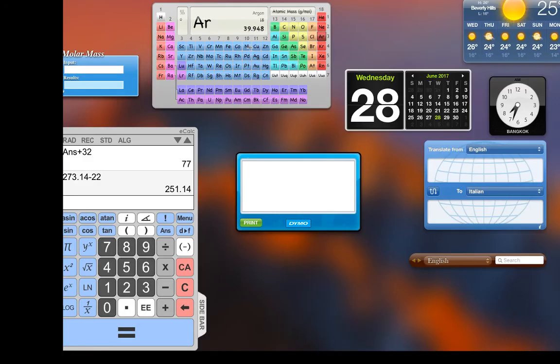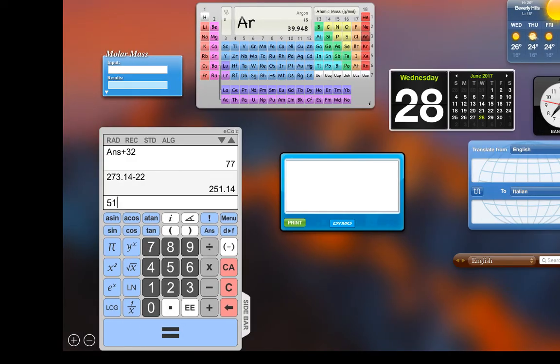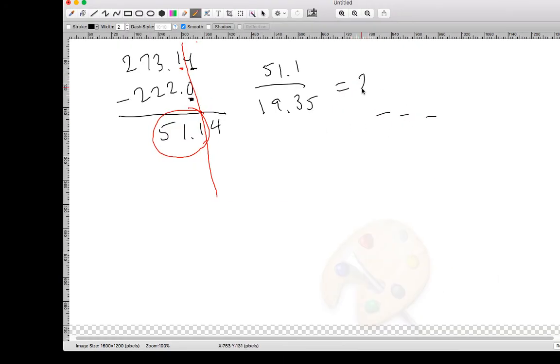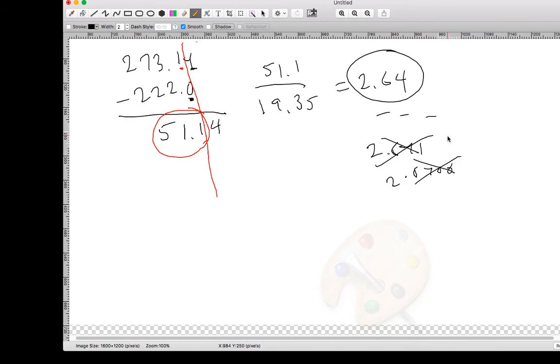Let's do this. 51.1 divided by 19.35. Answer is 2.64. Or is it 2.641? Or is it 2.6408? That's right, my friend. It is 2.64. That is the correct answer. Not 2.641. No. 2.6408. No.